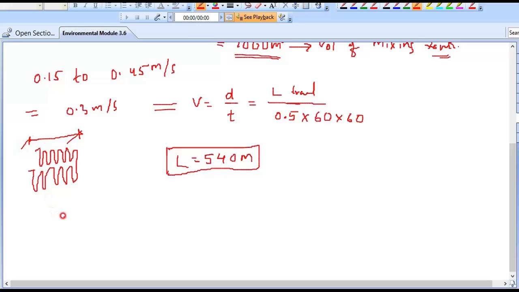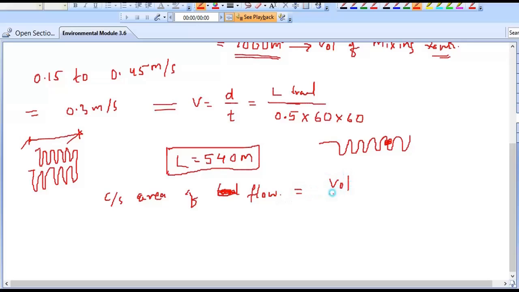Okay, now we need to do the tank dimensions. Cross-sectional area of the tank, sorry, cross-sectional area of flow. Flow cross-sectional area I want. If the water is going like this, then this cross-sectional area means what depth it will be having here. That I want. Therefore, cross-sectional area will be equal to volume divided by length.